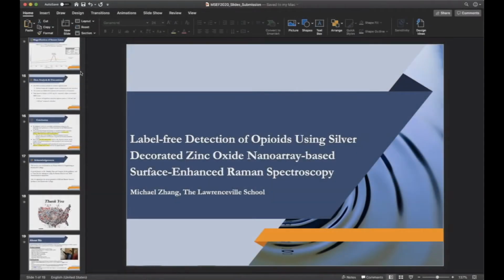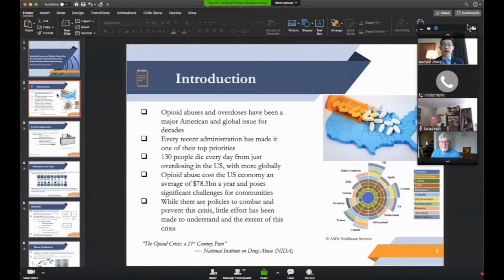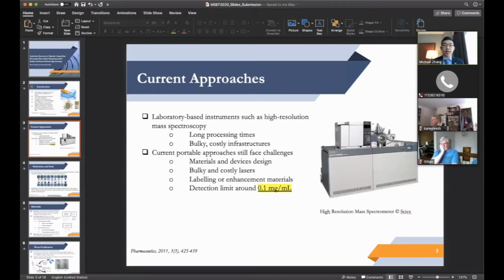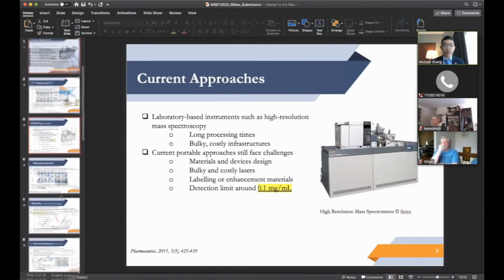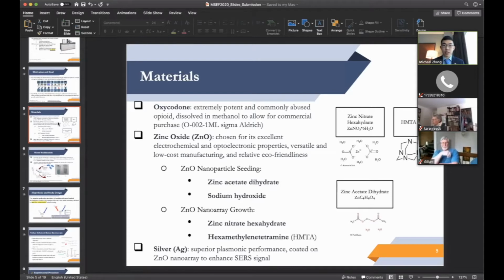Right. So my project this year seeks to address the opioid crisis. As I'm sure many of you have heard, the opioid epidemic has been a major problem for communities around the world for decades now. The problem with some current approaches is that they are very reliant on lab-based equipment, such as the high-resolution mass spectrometer. My project tested one specific opioid substance in general, oxycodone, an extremely potent and commonly abused opioid.